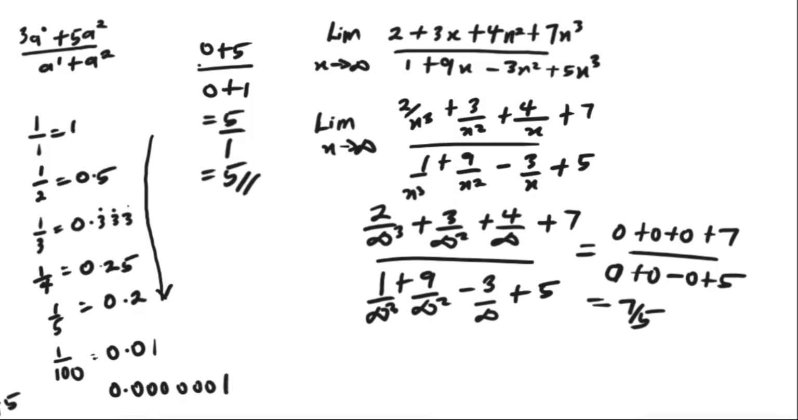So it means that the limiting value of this function as x tends to infinity is equivalent to 7 over 5. So basically this is the prerequisite, or the beginning, for the limiting value of a function. Catch the next tutorial.